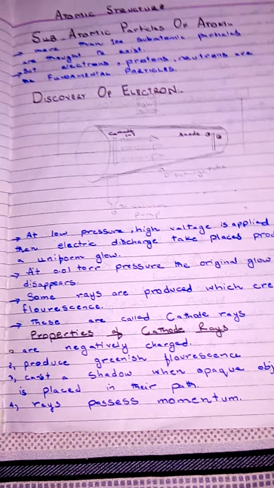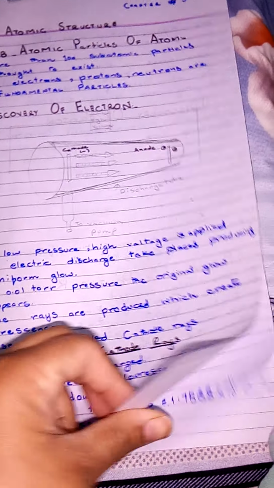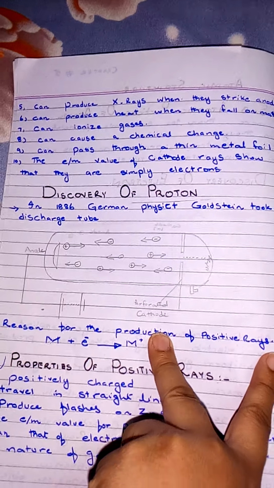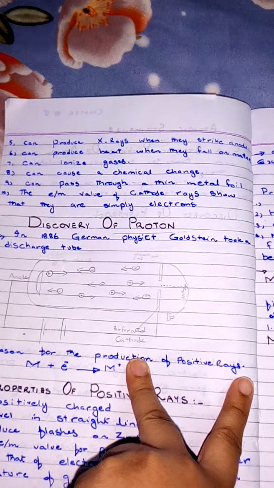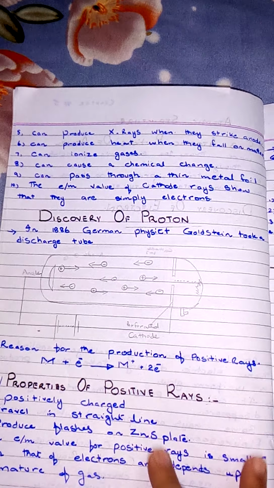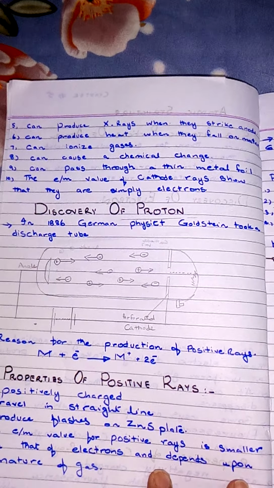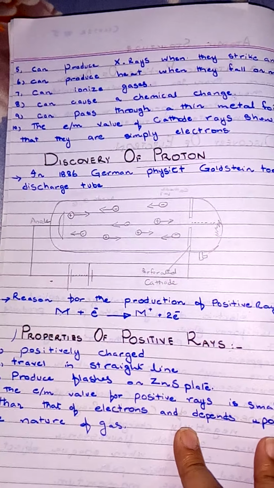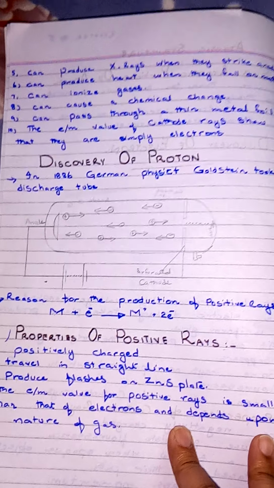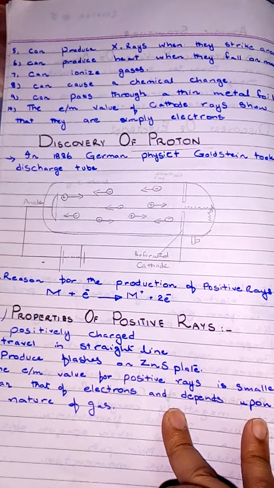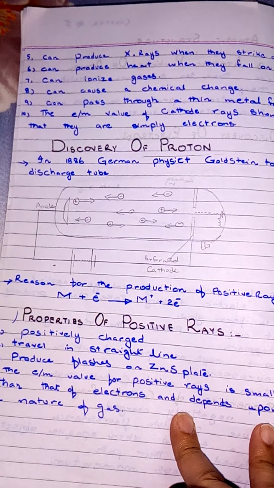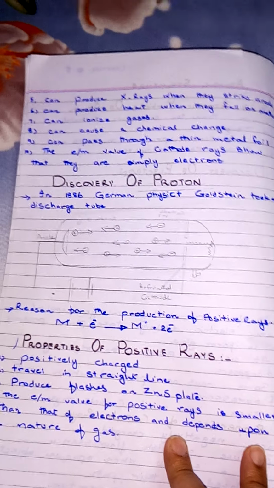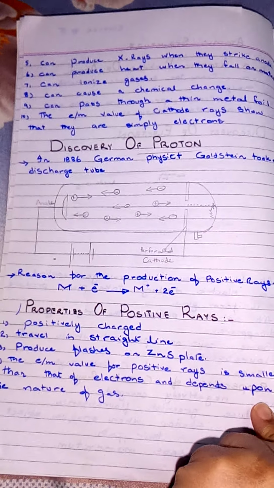Rays possess momentum, and they can produce X-rays when they strike the anode. They can produce heat when they fall on material, and they can ionize gases. They can cause chemical change. They can pass through a thin metal foil like aluminum or gold. The charge per mass value of cathode rays showed that they are simply electrons.